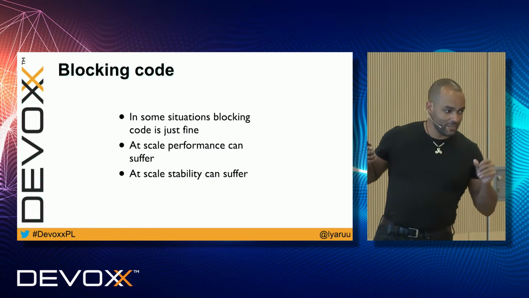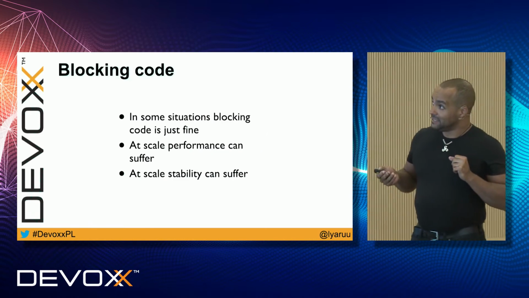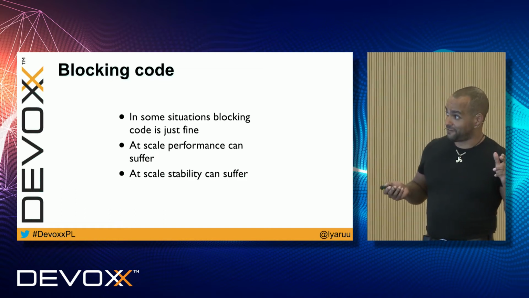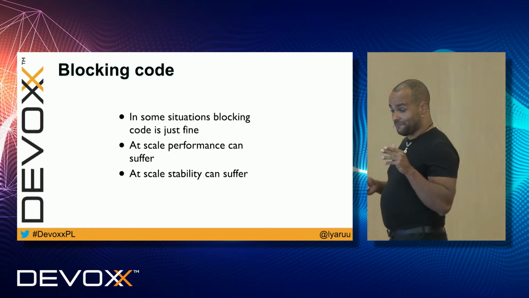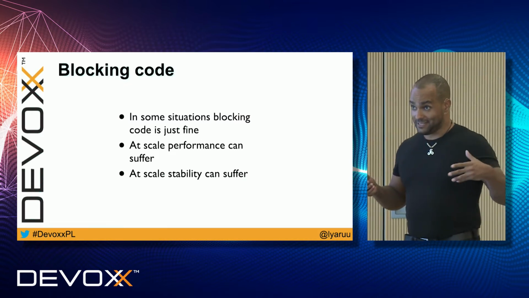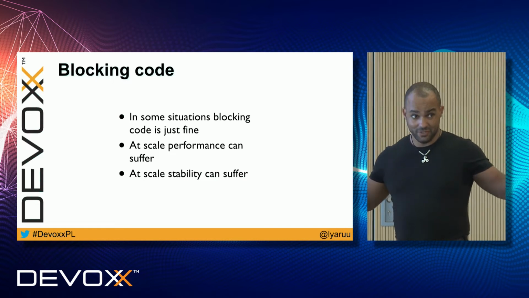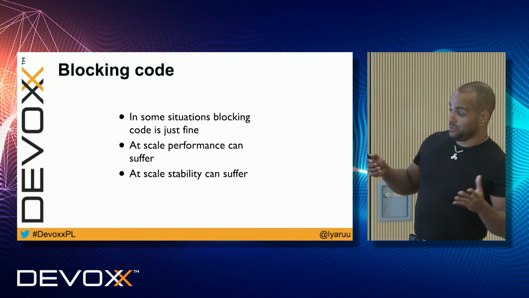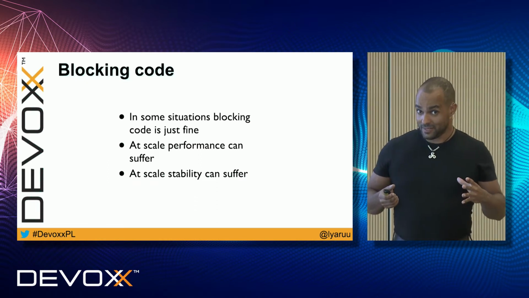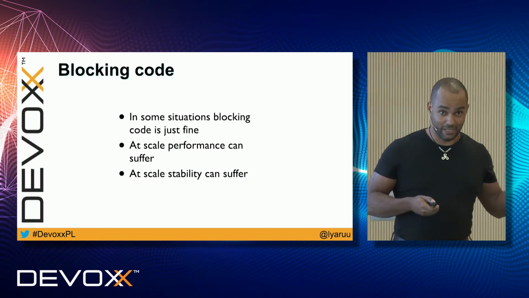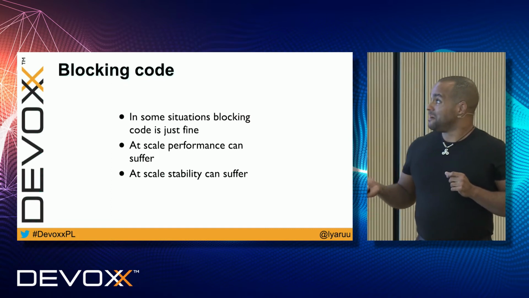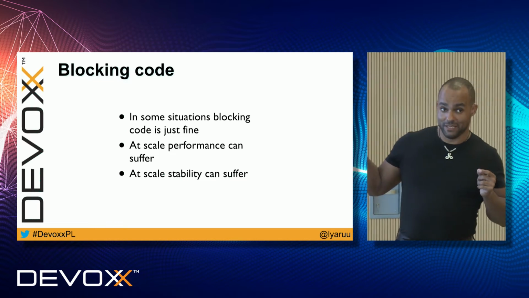But as a summary about blocking code, in many situations, don't forget, blocking code is just fine. If you can afford to have the number of threads waiting that you need to do your work, you're good. And if you take an application that's doing fine in blocking code and convert it to non-blocking, you won't gain much. Maybe a little bit, but generally that wouldn't really matter. But at scale, performance can be an issue.